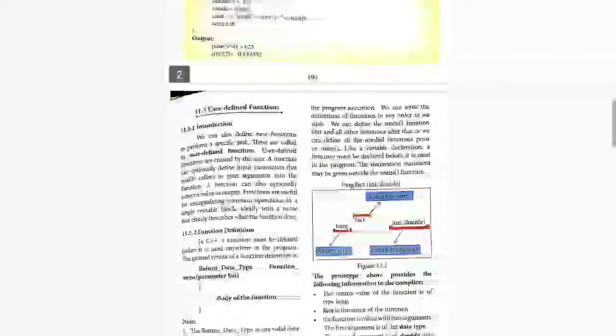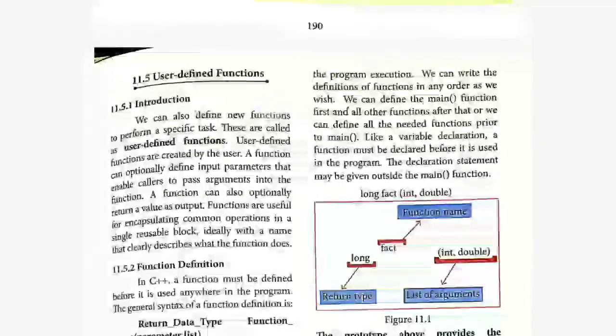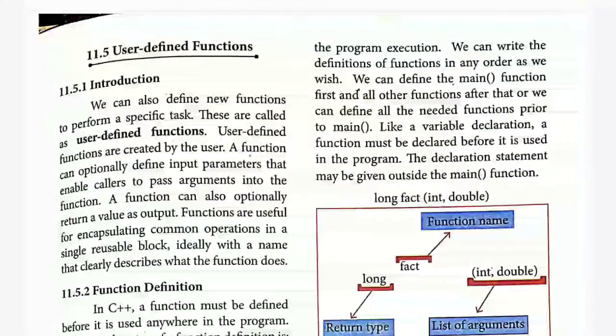Here you can see that we can also define new functions to perform specific tasks. These are called user defined functions. The user defined functions are created by the user. A function can optionally define input parameters that enable the caller to pass arguments to the function.